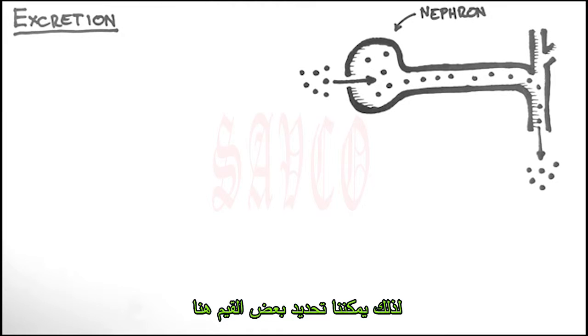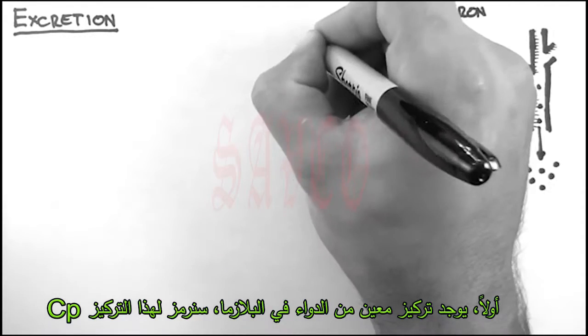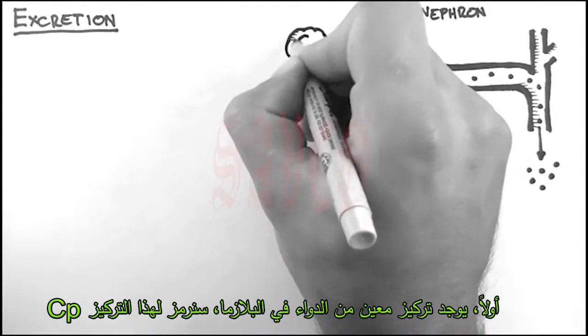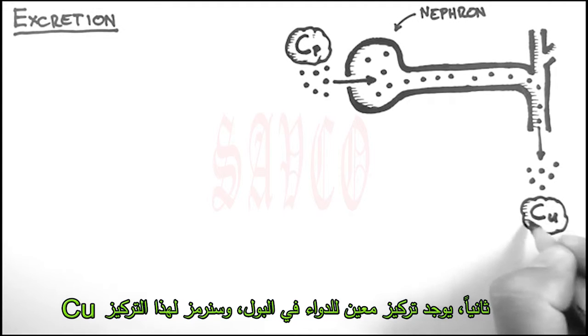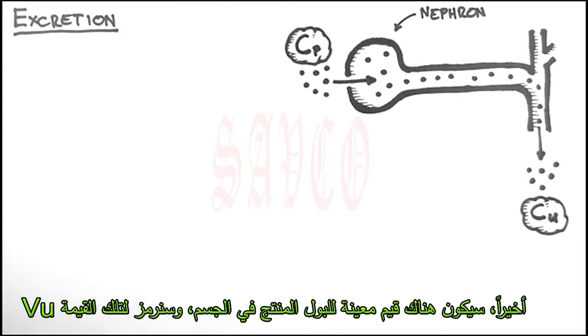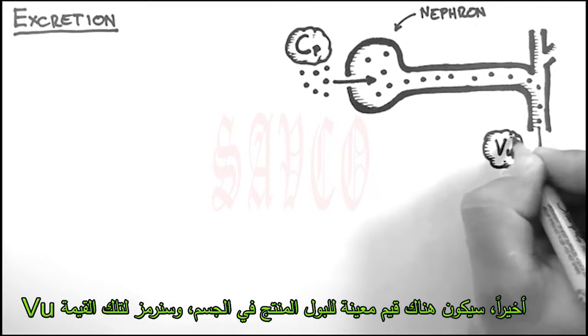So we can define some values here. First of all, there is a certain concentration of the drug in the plasma. We'll denote this Cp. Secondly, there will be a certain concentration of drug in the urine. We'll denote this Cu. Finally, there will be a certain rate at which urine is being produced. We'll denote this rate Vu.